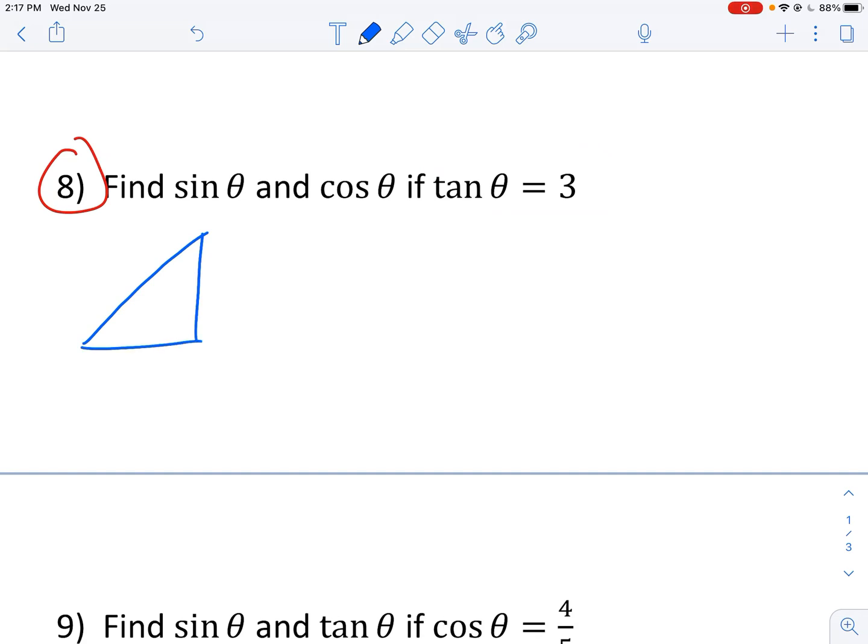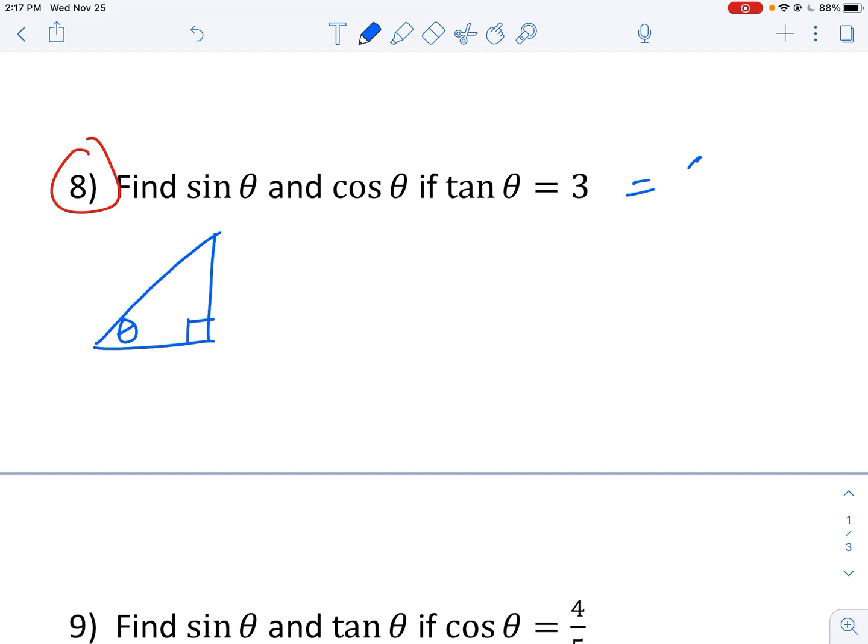Again, you just draw your own right triangle and put theta in one of the corners, and then use your trig ratio to get some of your side lengths. Remember, tangent is opposite over adjacent, and right now we have 3. You may have noticed it has a number here, but it's not a fraction. But luckily, you can turn it into a fraction. You just put it over 1. Ta-da! And so we know that opposite is 3, and adjacent is 1.